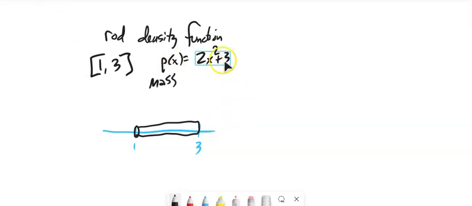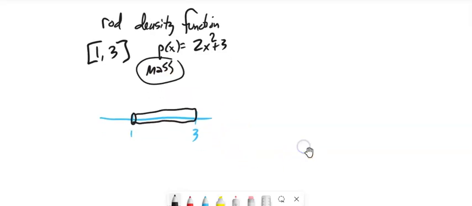So at 2, the density of this is 2 times 2 squared plus 3. This is, like the last one, getting more dense as we go in this direction for whatever reason. And we want to know the mass of this thing. So let's set it up. We're running from 1 to 3. We're going to let this change, and we know how to deal with that.